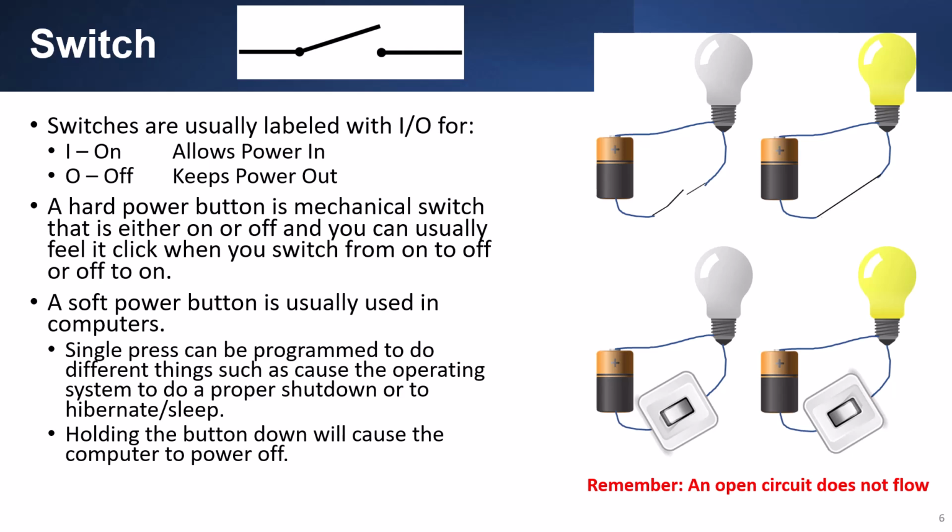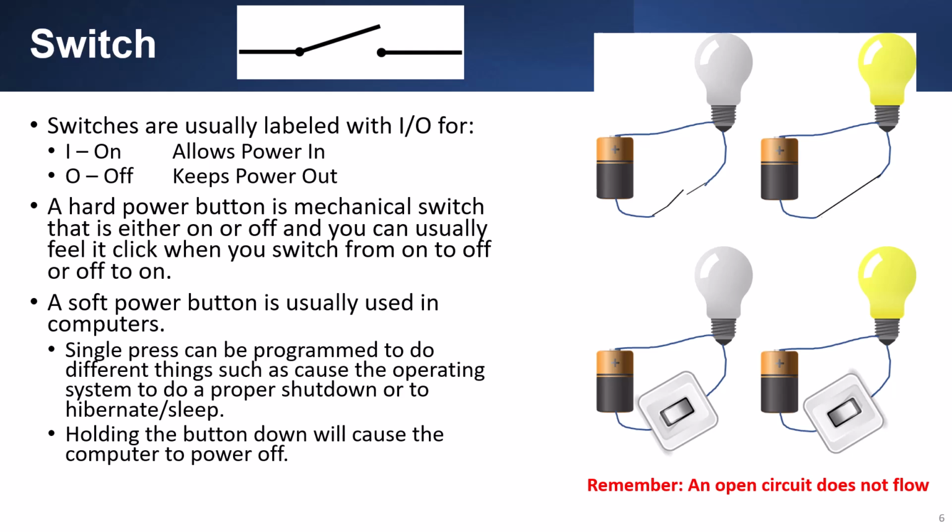Your wall socket and an electrical power strip use hard power buttons, which are mechanical switches that are either on or off, and you can usually feel a click between the two states. More complicated switches are the power button on your computer, which is considered a soft switch. A soft power button is usually used in computers, as well as some of the other complex electronic devices, which can be programmed to do different things.